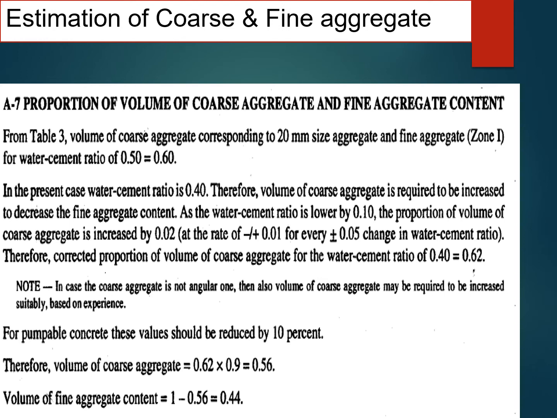For pumpable concrete, these values should be reduced by 10%. So 0.62 multiplied by 0.9 will be equal to 0.56. Therefore, volume of fine aggregate will be 1 minus 0.56, that is equal to 0.44.